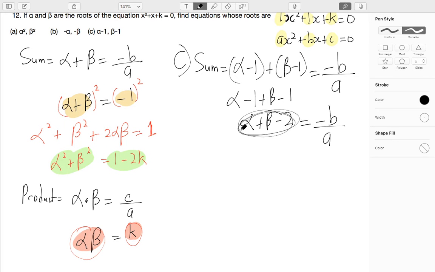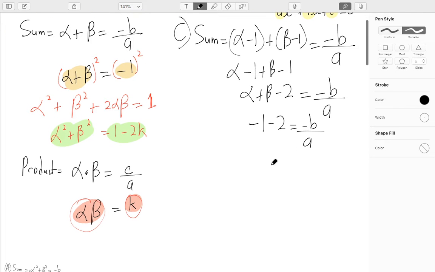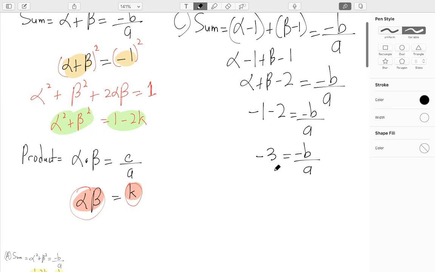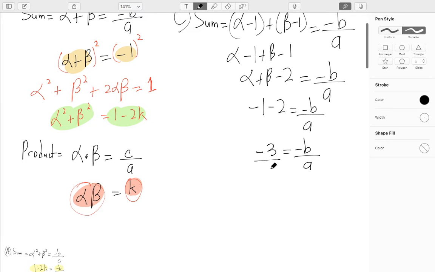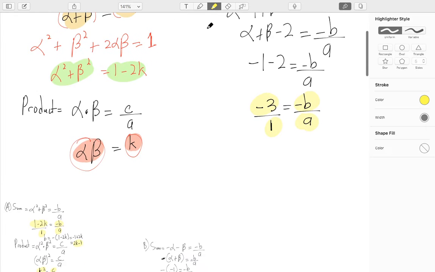Now, can we simplify this? Yes, because we found alpha plus beta. Alpha plus beta here is negative 1. So we plug that in. Negative 1 minus 2. Oh, it's so great. It's so nice, these things. So we have minus 3 is equal to negative b over a. We can write negative 3 as a fraction, negative 3 over 1. And then we have a is equal to 1. And if negative b is equal to negative 3, then b should be equal to 3, right? So now we have a and we have b.